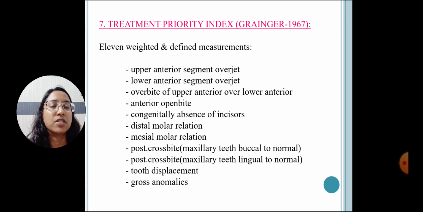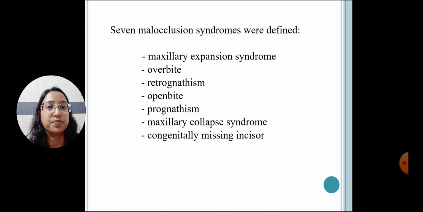Treatment priority index or TPI index by Granger. Here, 11 weighted and defined measurements are taken. Upper anterior segment overjet, lower anterior segment overjet, overbite of the upper anterior over lower anterior, anterior open bite, congenital absence of incisors, distal molar relation, mesial molar relation, posterior crossbite where maxillary teeth were buccal to normal, posterior crossbite with maxillary teeth lingual to normal, tooth displacement, and gross anomalies. So here seven malocclusion syndromes were defined: maxillary expansion syndrome, overbite, retrognathism, open bite, prognathism, maxillary collapse syndrome, and congenitally missing incisor.